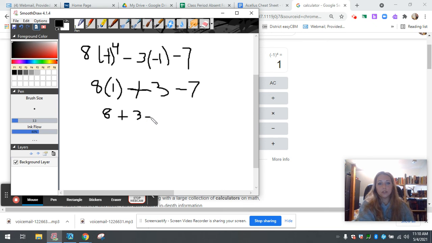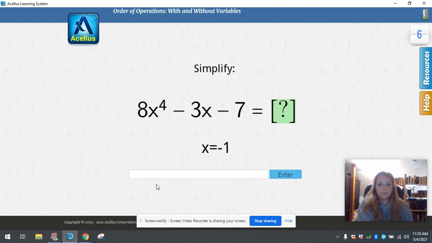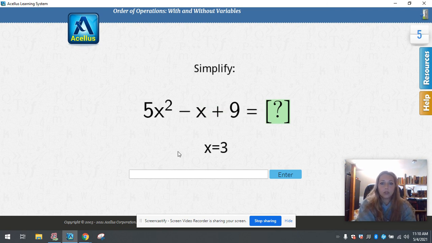Then I do my addition or subtraction in the order it is in, left to right. 8 plus 3 is 11. 11 minus 7 would be 4. Okay, you keep on plugging along, erase and replace, and then step by step using PEMDAS, parentheses, exponents, multiplication or division, then addition or subtraction, and just solve them step by step.